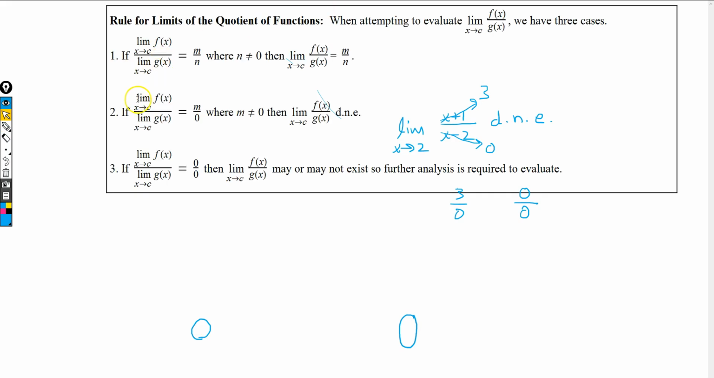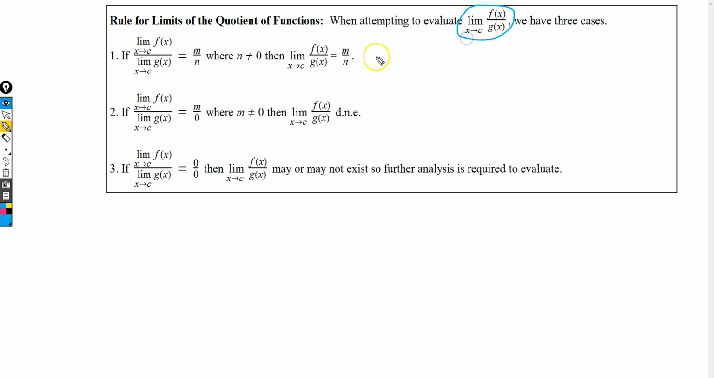So here we have a general rule that we can follow. When we're looking at the quotient of two functions, this is what I was just mentioning. When you're attempting to evaluate the limit as x approaches c of f divided by g, you have three cases that may occur. If you look at the limit of the numerator over the limit of the denominator, and you get something like m divided by n, where the bottom is non-zero, then your full limit is going to simply be m divided by n. That's actually a result that we'll restate later along with some other properties of limits. On the other hand, if you take the limit of the numerator divided by the limit of the denominator, and you end up with a number m divided by 0, where m is non-zero, then your limit is not going to exist.